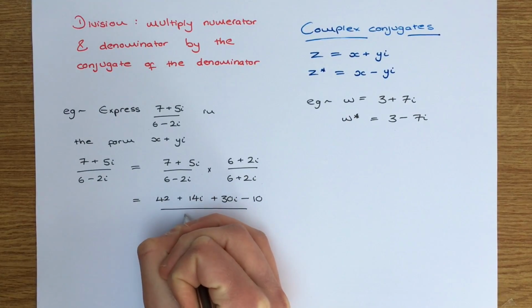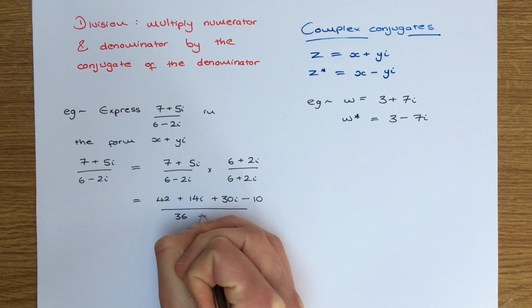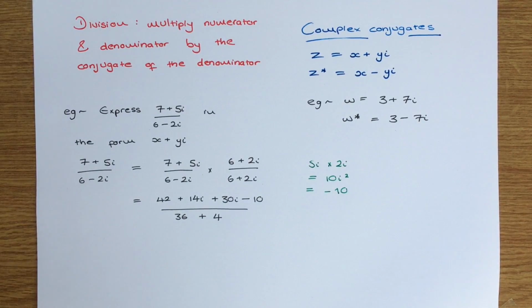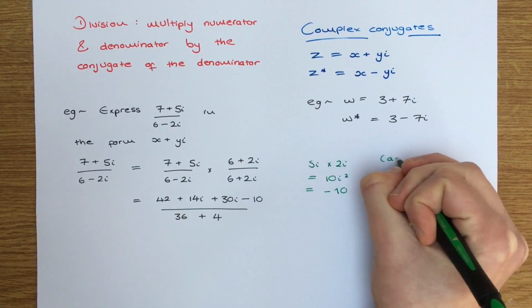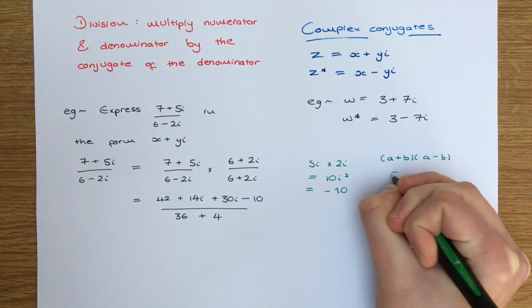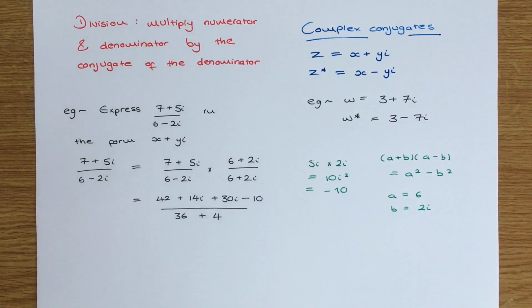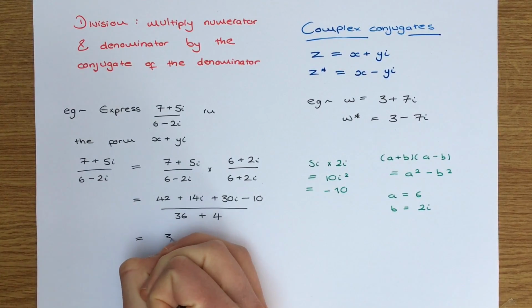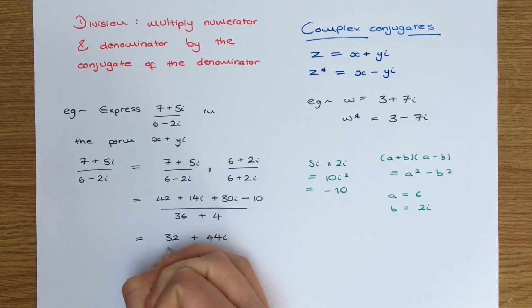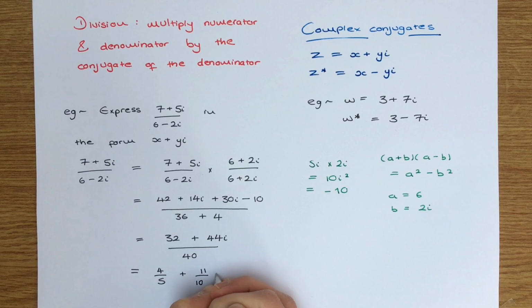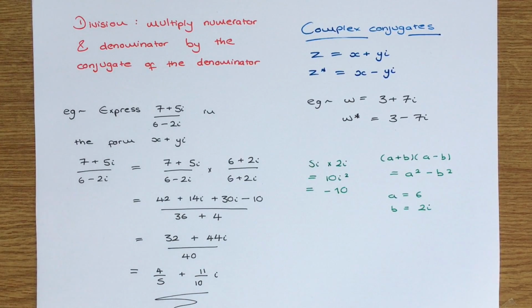You could just multiply out as usual, but because the multiplication is of the form a add b times a minus b, with a as 6 and b as 2i, it's easier just to say that this is equal to a squared minus b squared, and this will always be the case when multiplying a complex number by its conjugate. After some simplification, I finally get that 7 add 5i divided by 6 minus 2i is equal to 4 over 5 add 11 over 10i.